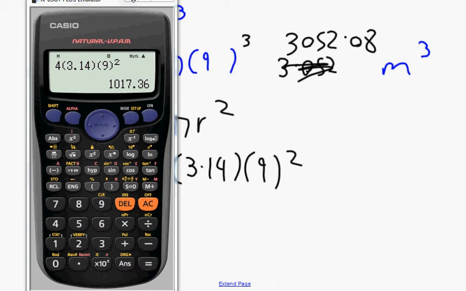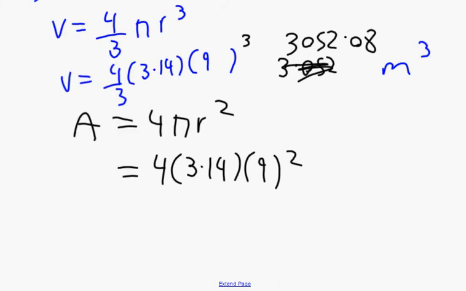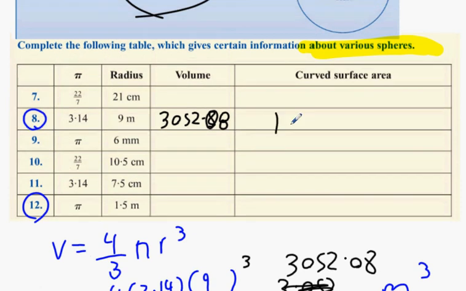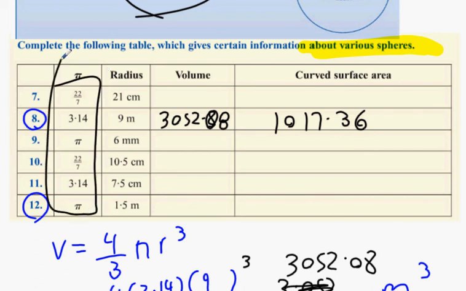Okay, so 1017.36 meters squared or meters cubed. It's area, it's meters squared. So 1017.36. Okay. Now, does everybody understand that for all these questions, there are the two formulas you use, and the pi value you use is given to you here? Is that alright? Alright. Now, brings us on to the next one, and I'll just select that there.